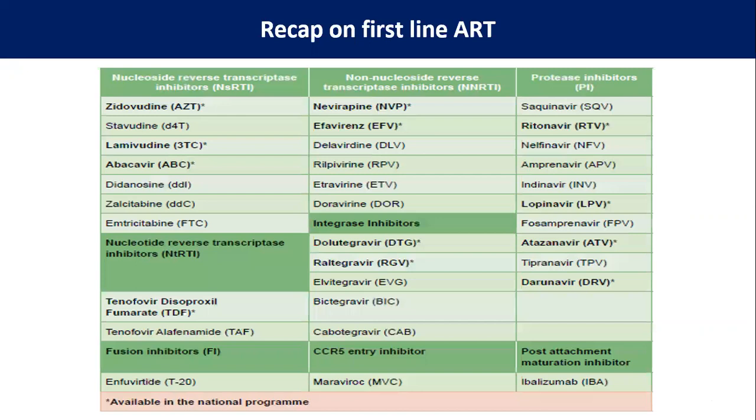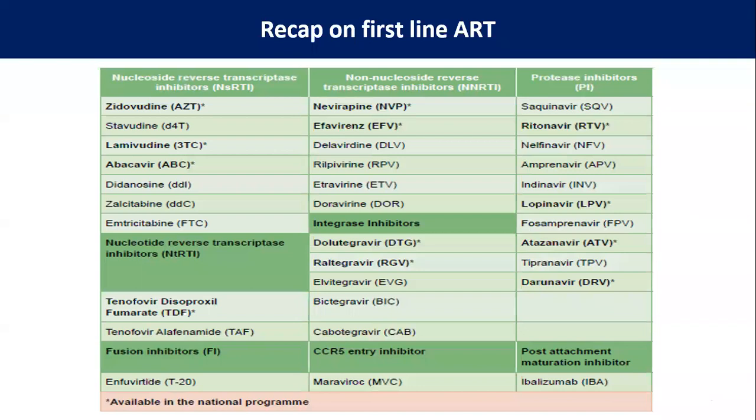Under the NRTIs, that is nucleoside reverse transcriptase inhibitors, we have zidovudine, lamivudine, abacavir, and stavudine was there, but it is now phased out. Emtricitabine is there in the private sector, but not available under the program. The nucleotide reverse transcriptase inhibitors, that is NtRTI, we have tenofovir disoproxil fumarate, and tenofovir alafenamide, which is not in the program, but available in the private sector. Then fusion inhibitor, enfuvirtide, which is also not available. And under non-nucleoside reverse transcriptase inhibitors, we know it is nevirapine and efavirenz. Both of them are gradually being phased out.